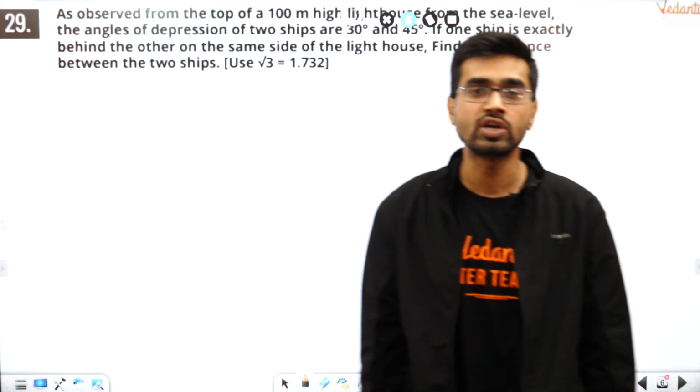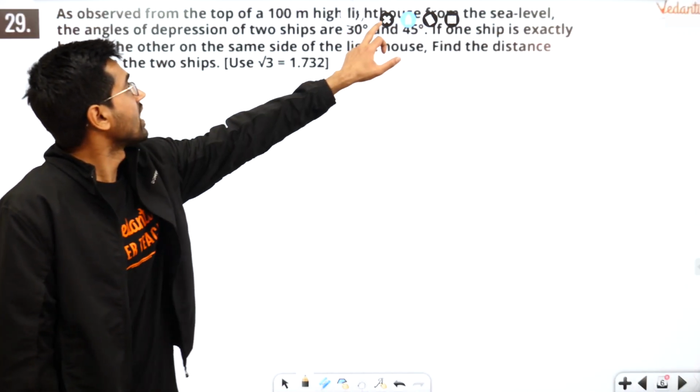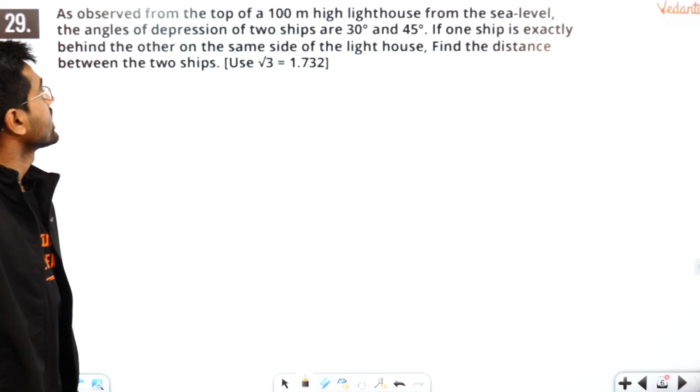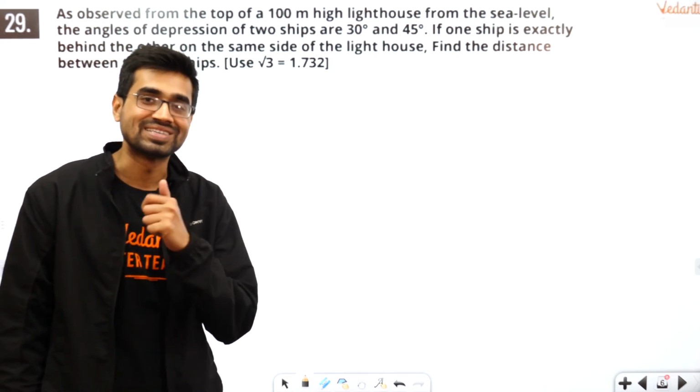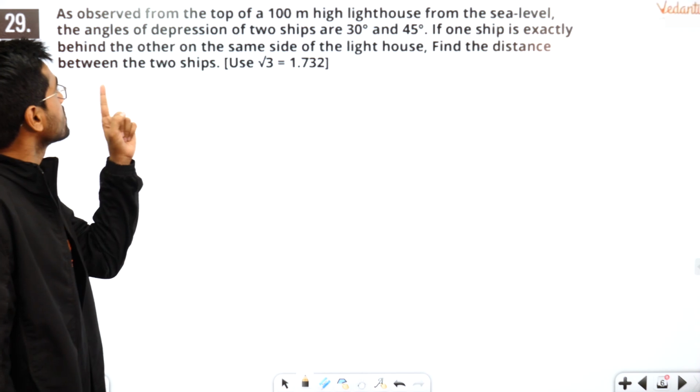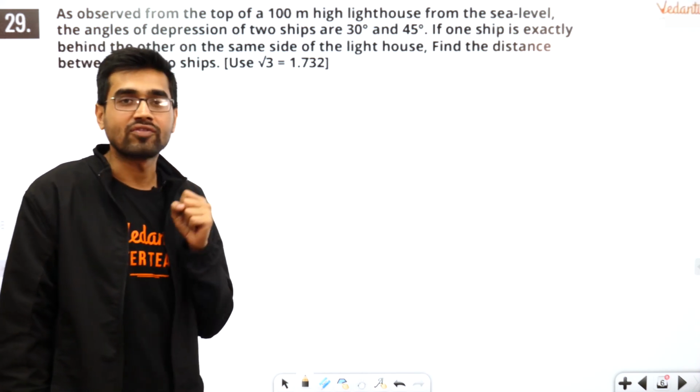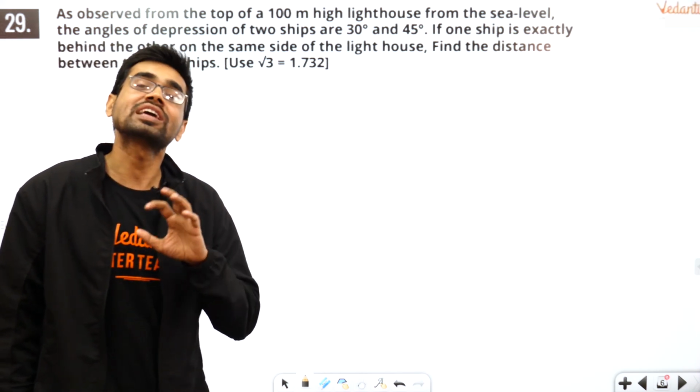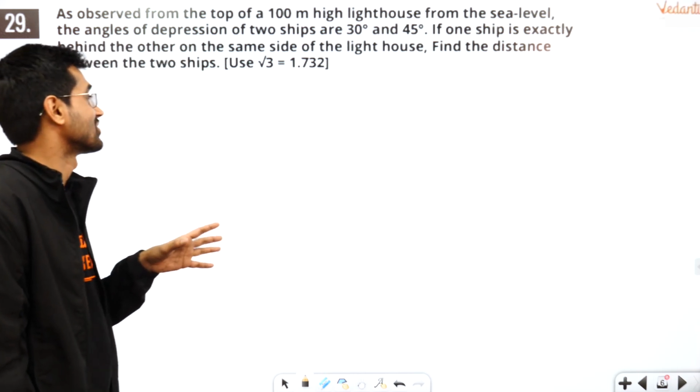So I'll take the next question, 29 question. It says that, I'll take it off. Okay, it's a heights and distance problem. Absolutely correct. As observed from the top of a, okay, I forgot. There is no heights and distance, like application of trigonometry you call it. Okay, that's where it also works.